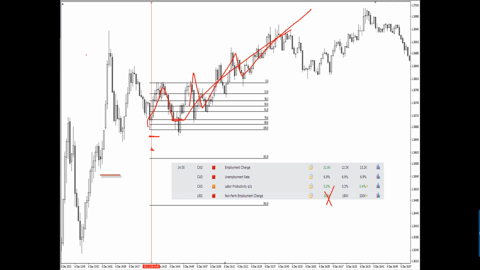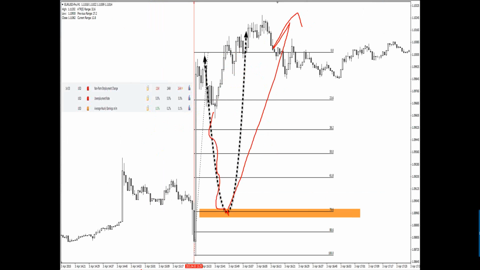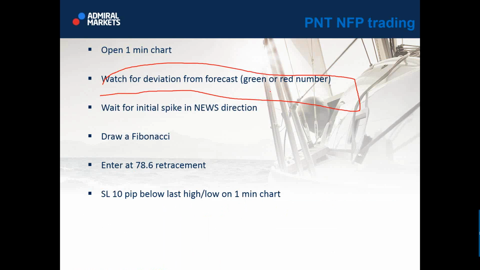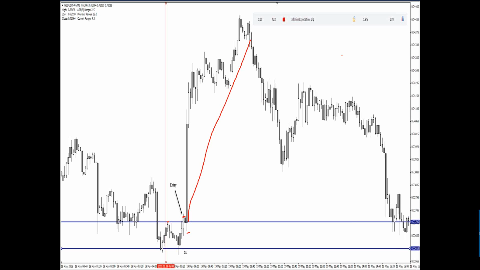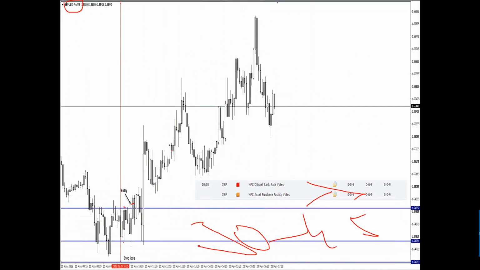And remember, guys, news spike trading is NFP trading. Wait for the spike, retracement to 78.6, stop loss here, and you're trading the spike. So on the last tradable NFP, if the price had hit 78.6, we would have made a good entry to the upside. In contrast to standard trading, where you trade setup candles. So these are two different ways to trade these orders.